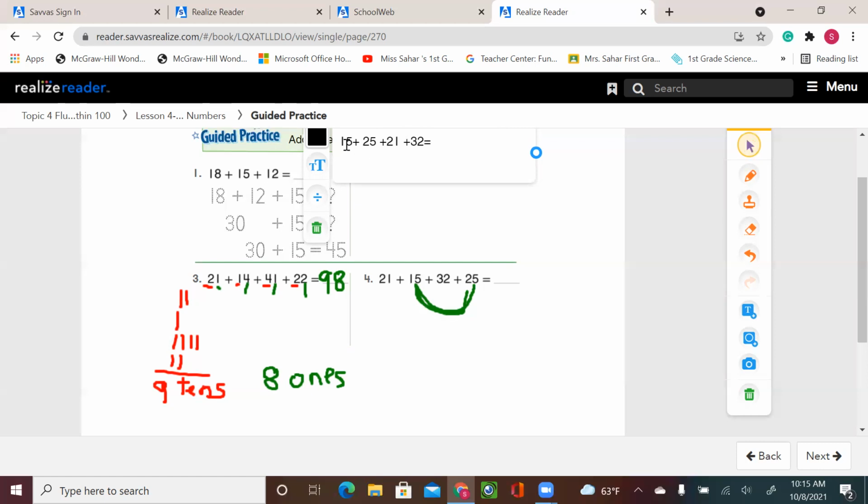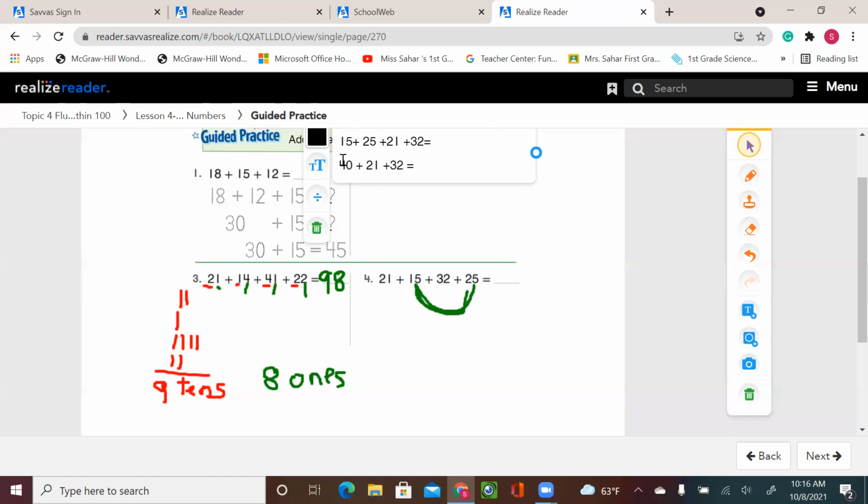Now I know that 15 and 25, I can count, so that will be 40. I'm going to put 40 plus 21 plus 32.